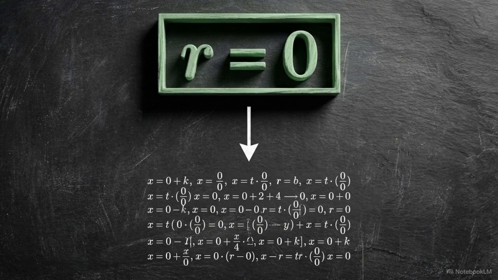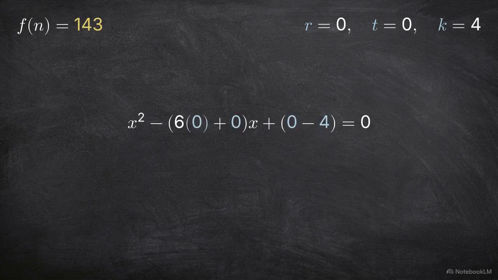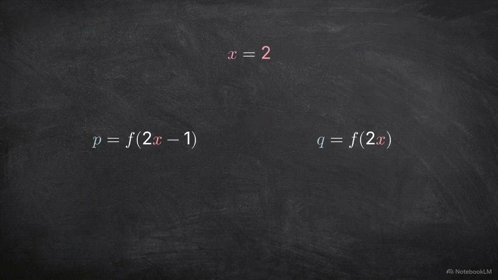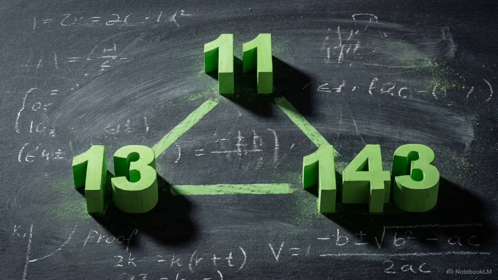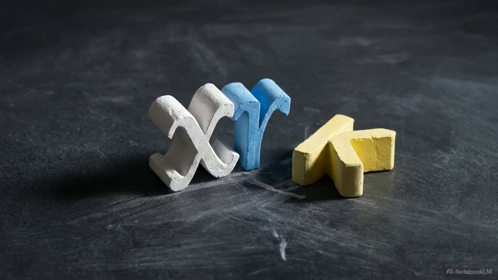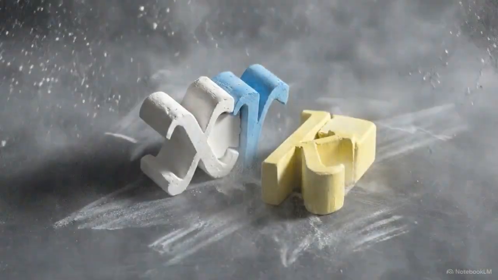Finding r equals 0 is only step 1. We must now plug this non-trivial solution back into the primary quadratic equation. We substitute r equals 0, t equals 0, and k equals 4 into the base polynomial. We simplify the equation to solve for the roots, x. Next, we translate the mathematical roots x back into the physical prime factors p and q using the text's defined parity mapping. The final calculated prime factors are 11 and 13. This confirms the result. 11 multiplied by 13 equals 143. The abstract algebraic mapping successfully and deterministically resolves into the precise physical prime factors of the composite number.